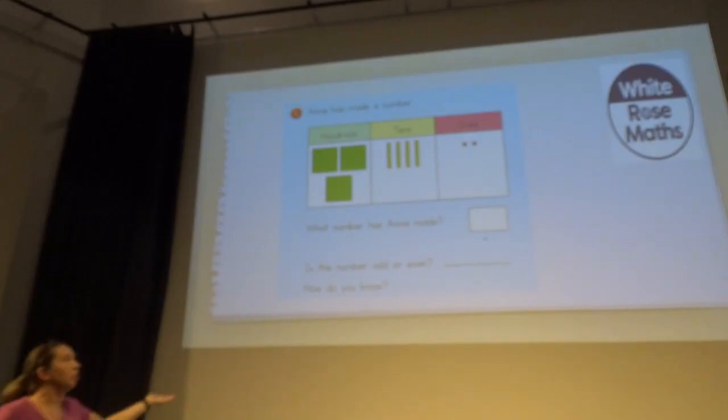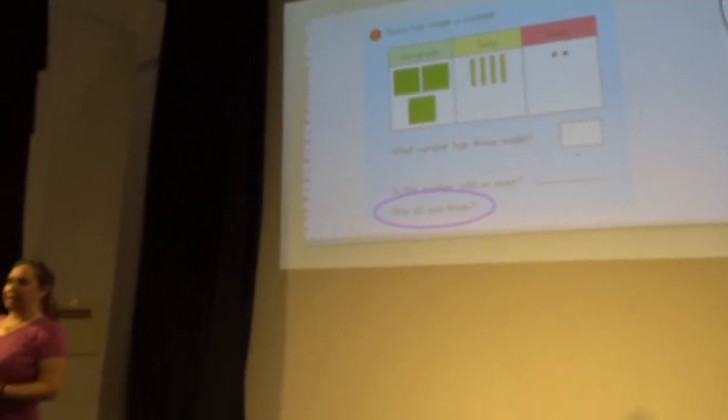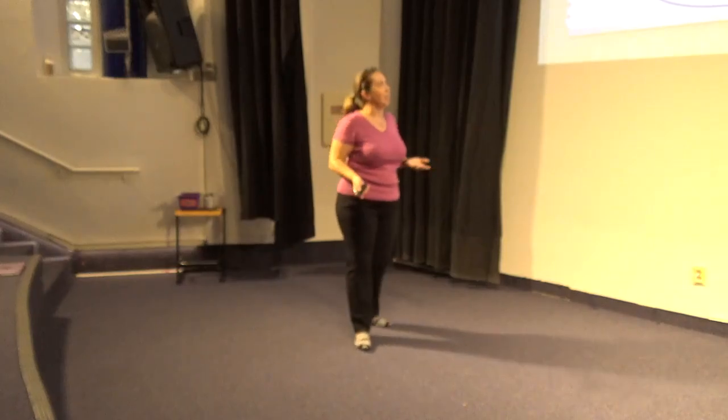But this is a year 1. So what number has Annie made? We put it in that box. Is the number odd or even? How do you know? Is a really good question to ask your children if they give you an answer to something, because then they have to explain their thinking. And that really helps the brain, again, to internalize it and remember it and to prove that they understand it.